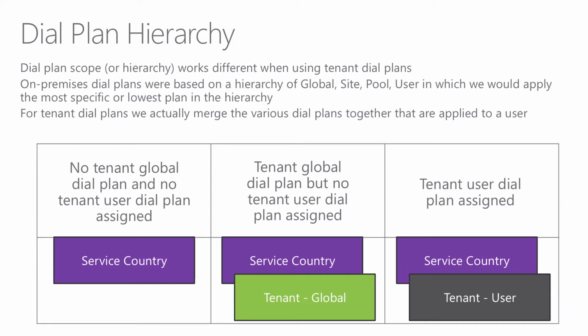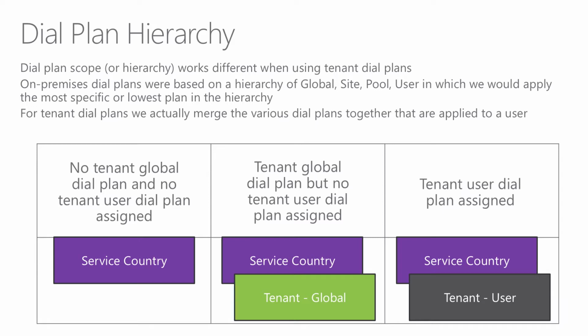So for example, if I assigned a pool level dial plan as well as a site level dial plan, only the rules that were in the pool level dial plan would apply to a user that was hosted on that pool. We would essentially ignore the site level dial plans. When using tenant dial plans, we do this a little bit differently in that we actually merge together 2 different types of dial plans to come up with an effective dial plan that is then applied to a user.